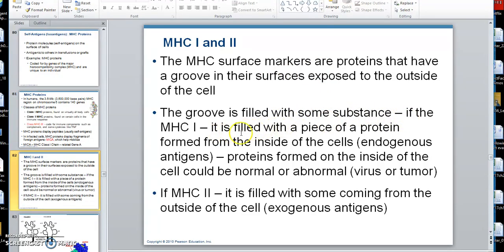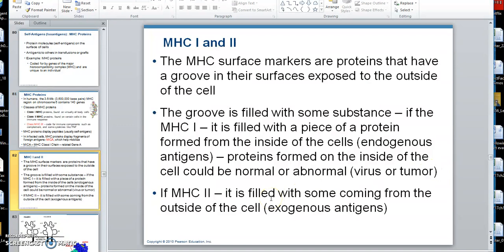Now on an MHC1, the one on every body cell, the groove is filled with an endogenous protein. Endogenous means it's made by the cell. So in the groove would be a little piece of protein made by the cell. Please read on this. Now that made by the cell could have been made through normal action or forced action if it was a virus or tumor.